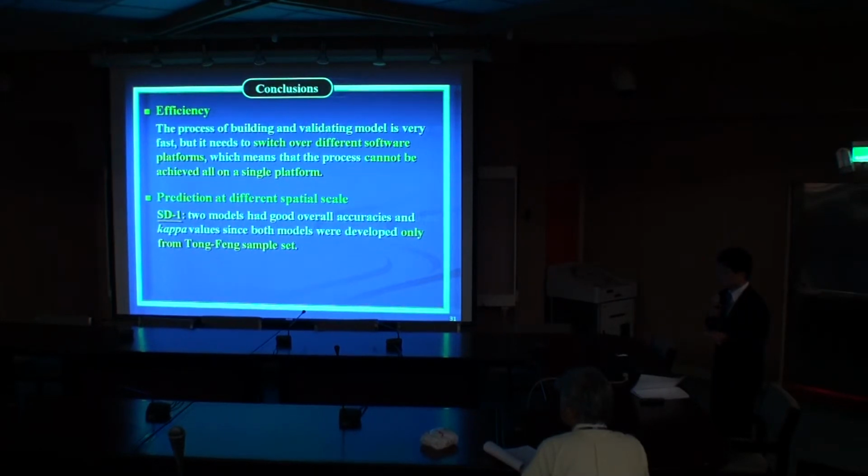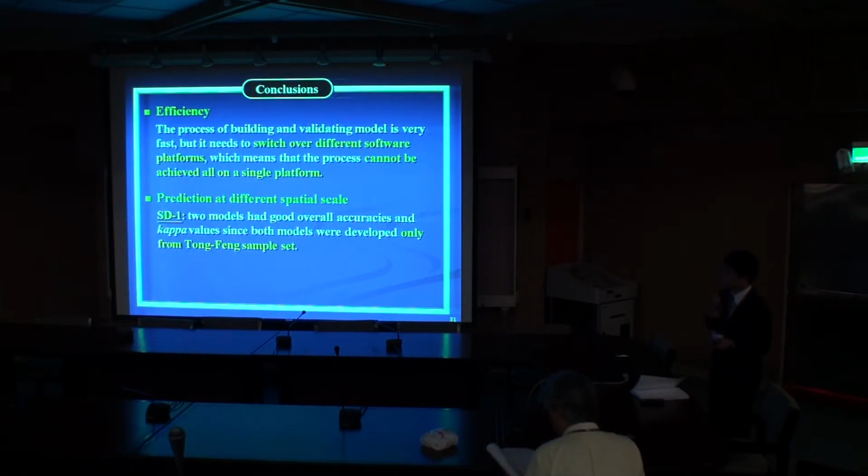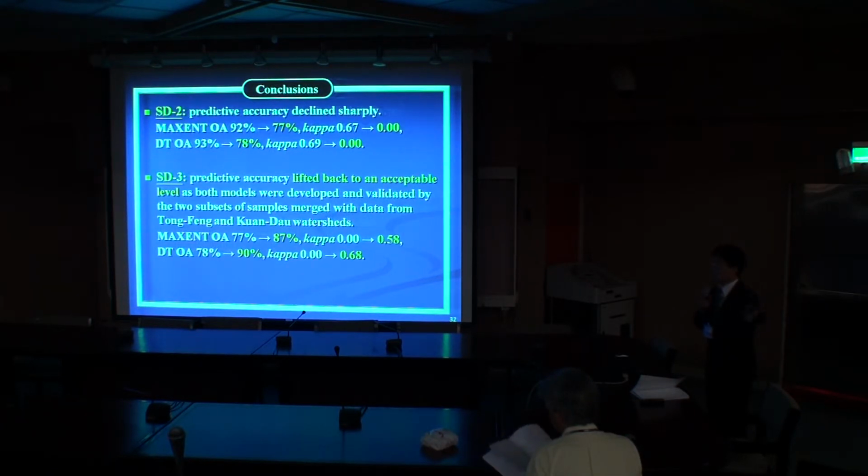And second, at the prediction at different spatial scales, we could see the two models have good performance in overall accuracy and kappa value, since both models were developed only from the Dongfeng sample set. But when we extend into other places, like SD2, prediction accuracy declines sharply. Both the maximum entropy model and DT have a significant decrease, with the kappa value even at 0. While SD3 prediction accuracy comes back to an acceptable level.